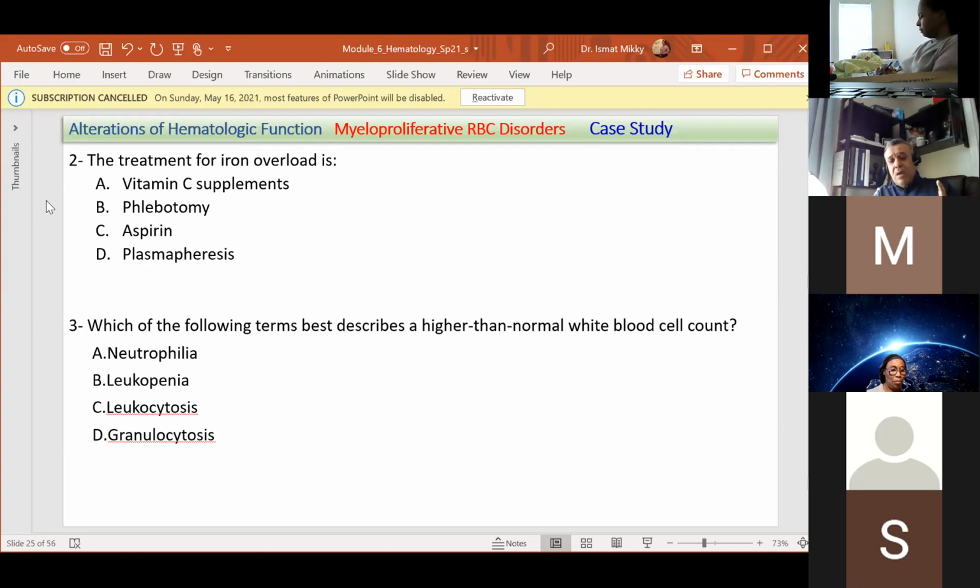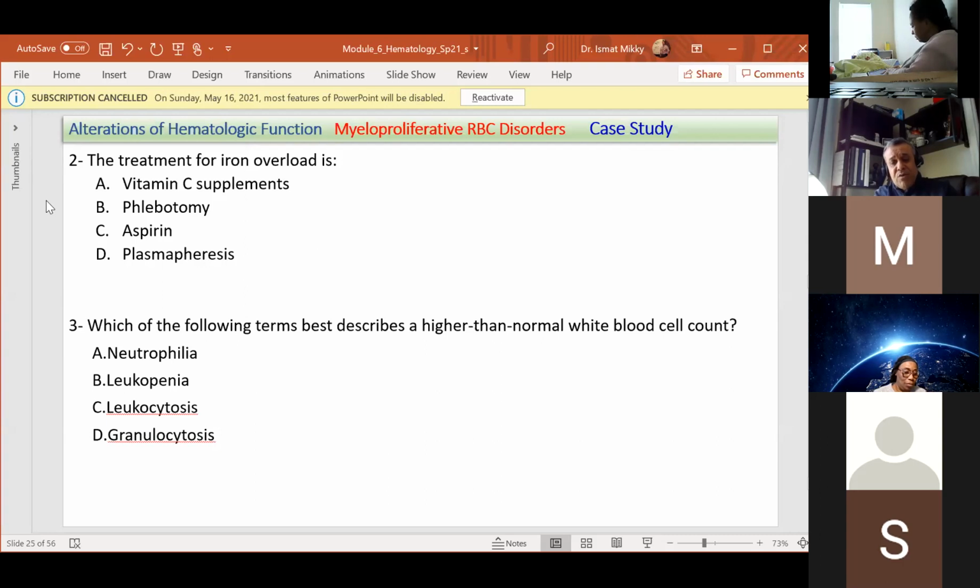The next question is, which of the following terms best describes a higher than normal white blood cell count? Leukocytosis, yeah. Cytosis always refers to an increase. Penia refers to a decrease. Leukopenia is a very low white blood cell count. Leukocytosis is an increased white blood cell count. So leukocytosis is an increase in the number of leukocytes, or white blood cells, in the blood.